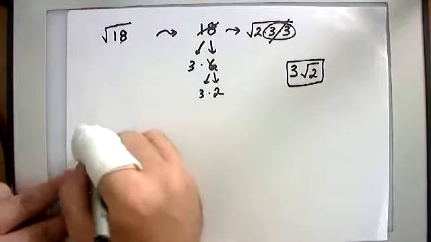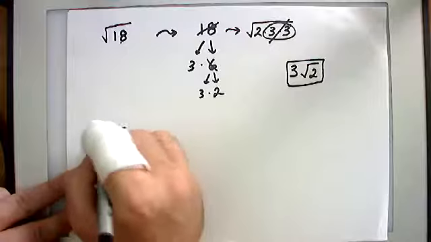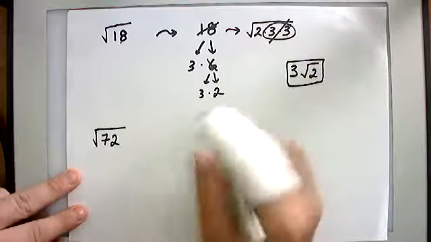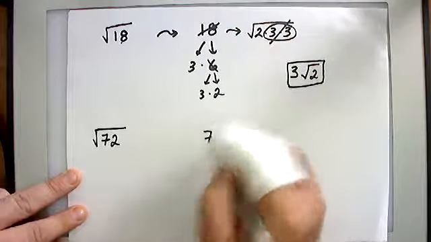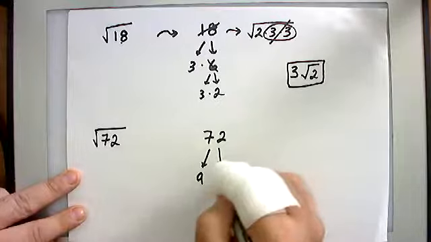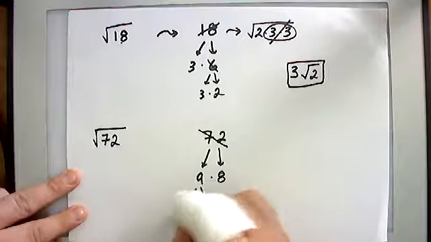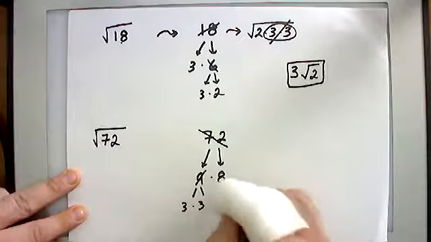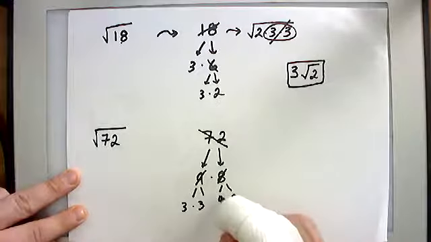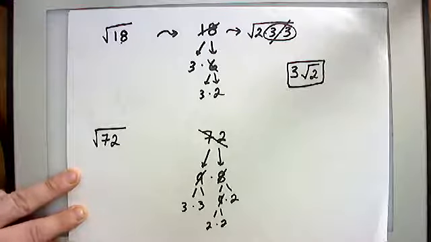Let's go ahead and do another one. Let's do square root of 72. And again, the instruction here would be simplify. So take 72, break it down any way you know how, 9 and 8 maybe. And then 9 can be 3 and 3. 8 can be 4 and 2. And then 4 could be 2 and 2. Be careful, make sure you use the multiplication and division here.